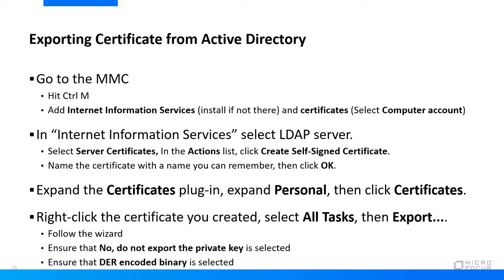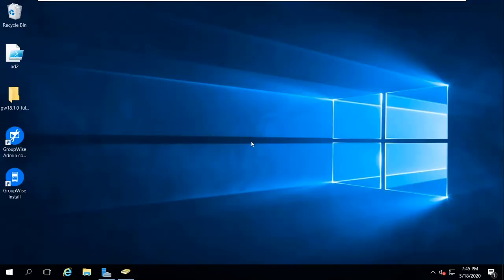So exporting the certificate from Active Directory is a slightly different method. You need to go into the MMC and through the Internet Information Services, which you may find that you have to install because I don't think it's installed by default there. You can create the certificate, and then through the certificate add-in you just export it. So let's just go through that.